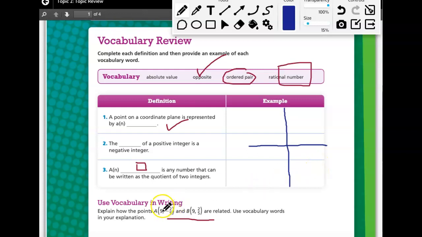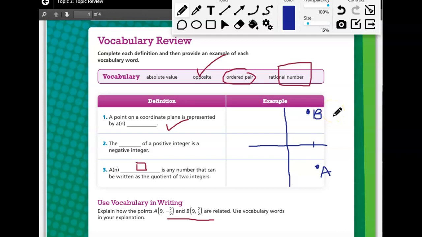So, for example, A is at (9, -2/5). Let's assume this is 9. So A will be here, and in the same way, B is at 9, and the other side will be here. So it's a reflection over the x-axis. You guys are good. So let's move on to the next page.